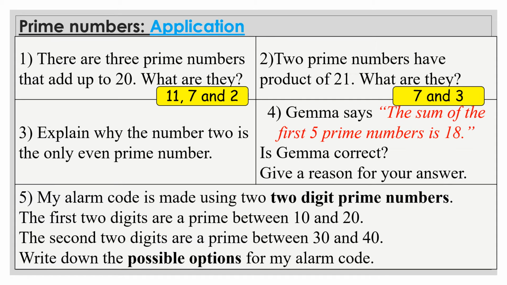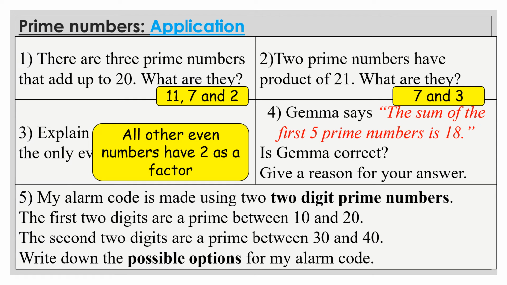Explain why the number 2 is the only even prime number. This is a tricky one, because a lot of people struggle to word out why it is. So I've gone with all of the even numbers would have 2 as a factor, as well as 1 and itself, which means that they haven't got 2 factors, they've got more than 2. And a prime number means you have to have only 2 factors, 1 and itself.